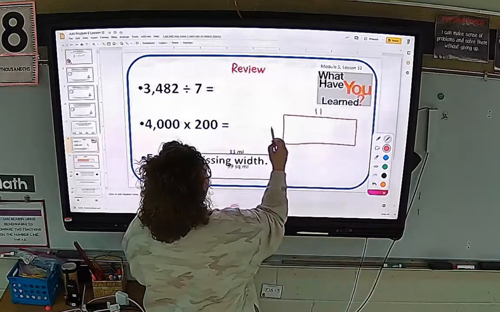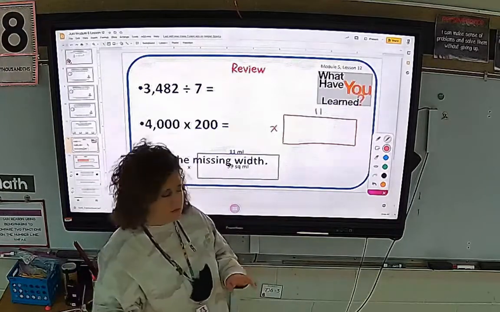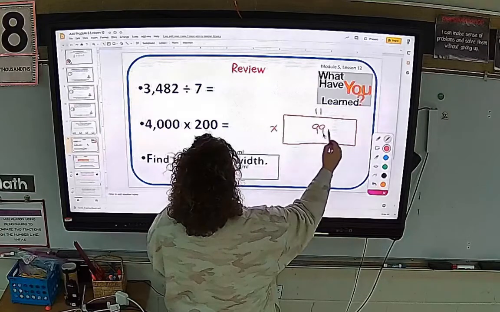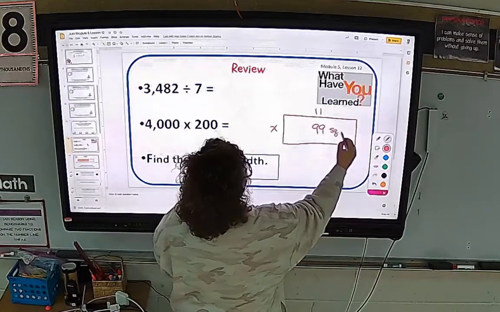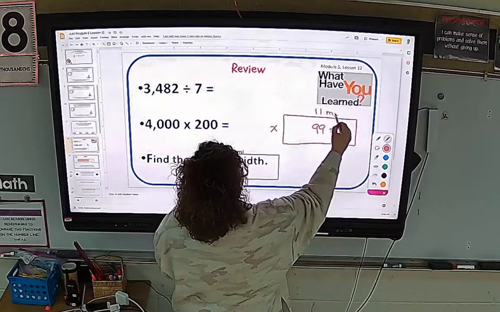We don't know what this is. They have an X here, and that X just means it's what we don't know. And then they do give us this right here, 99. Remember this square? And they're saying this is miles. So that would be 11 miles.